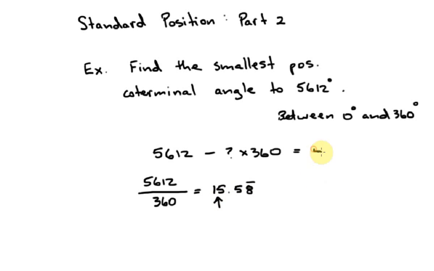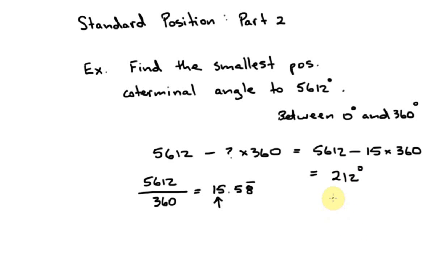So I'm going to take my 5,612 and subtract from it 15 multiples of 360. I can chuck those away, and whatever's left must be coterminal, and it would be between 0 and 360, and therefore the smallest positive coterminal angle. And when all is said and done, I got 212 degrees. So that would be my answer.